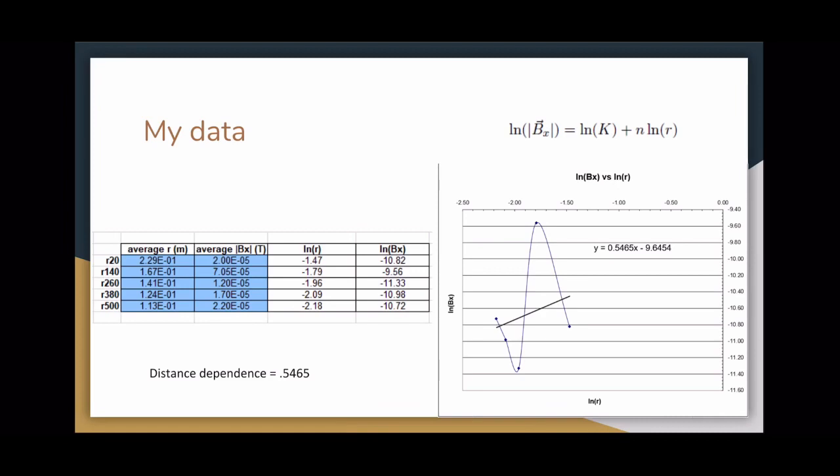So this is just a distance dependence equation, but I took the natural log on both sides to create an equation like y equals mx plus b. The slope of this line is the distance dependence factor, and the y-intercept is just ln K. The distance dependence is the slope, which is 0.5465.